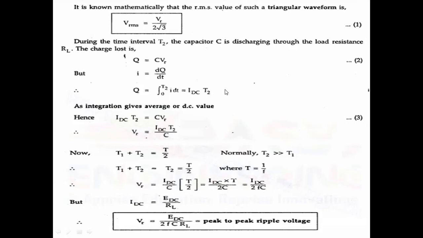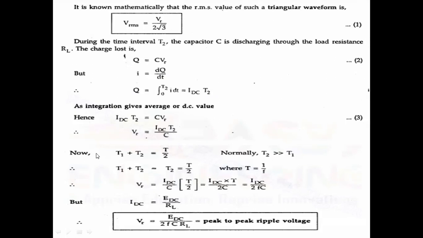This is the Q value obtained with integration, and this is the general Q value. Comparing these two, we get IDC into T2 is equal to C into VR, and from this VR is equal to IDC into T2 by C.